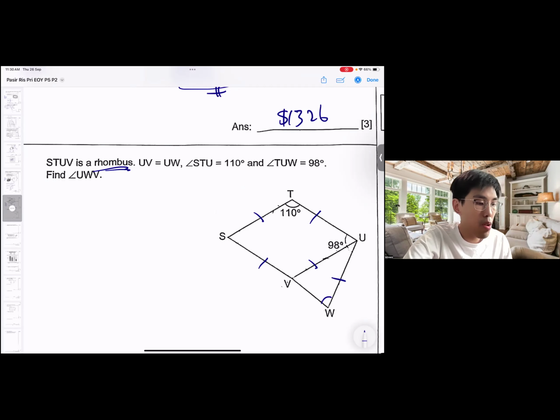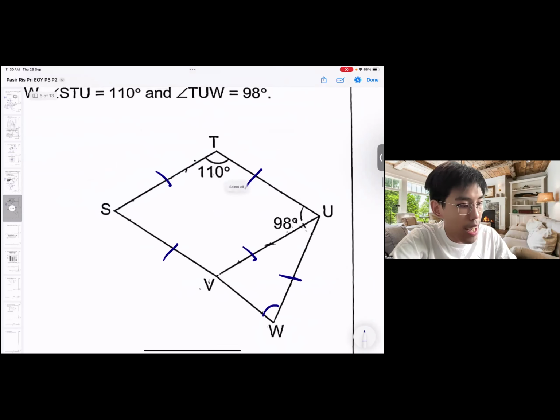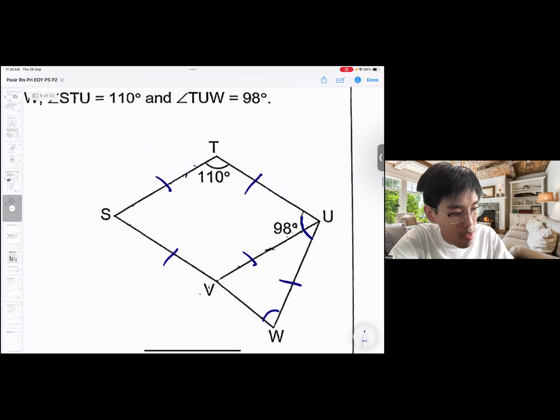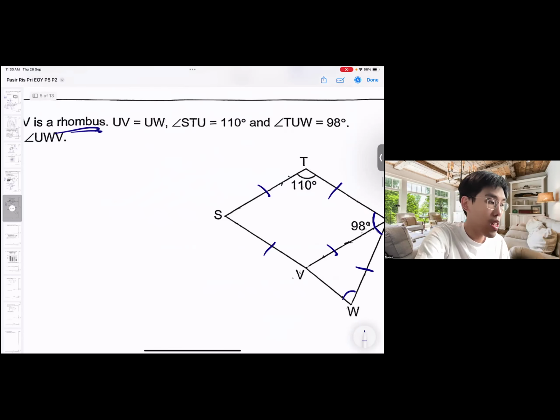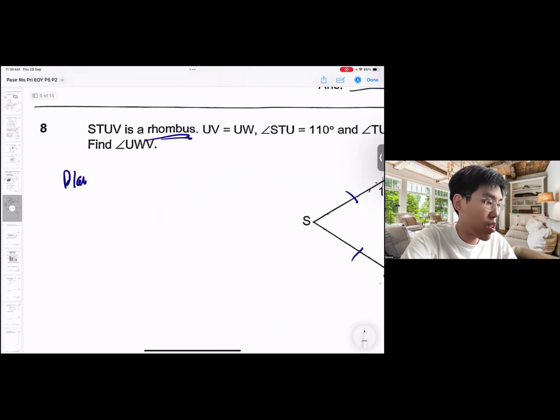Oh, TUW is 98. So we need to be very clear. The diagram is not very clear. This whole thing is 98. So we can find a lot of things really. Okay, so same thing. Let's write the plan.